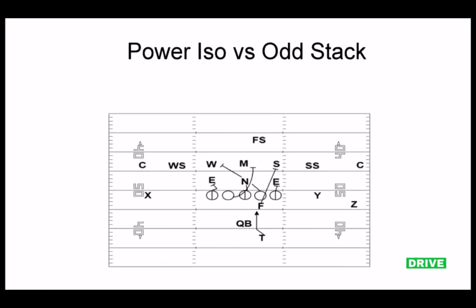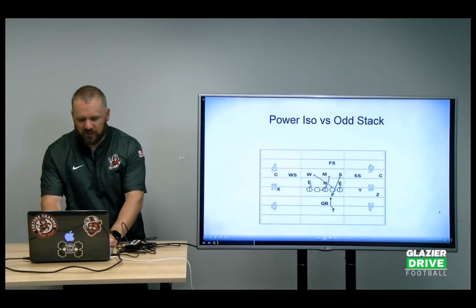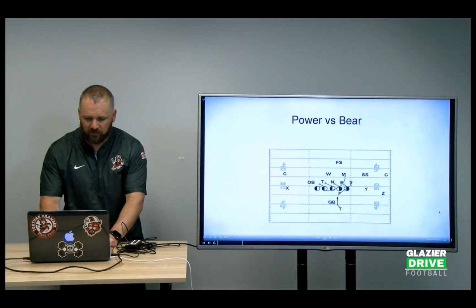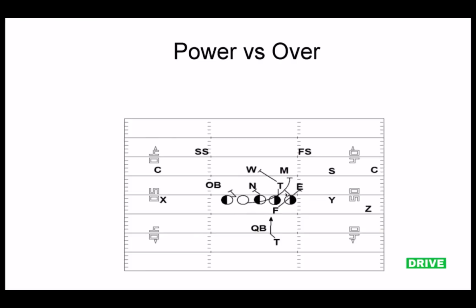All right, so power versus odd stack, okay? You can run power versus odd stack, I'm not saying don't run power versus odd stack. It's really good versus odd stack. People start slanting and moving, and I'll go back a slide. Let's say that this right here was in an odd stack. All the movement and slanting, our line would just block their rules. They're down to their gap, up to the linebacker, and if people cross their face, they would just wash it all down.